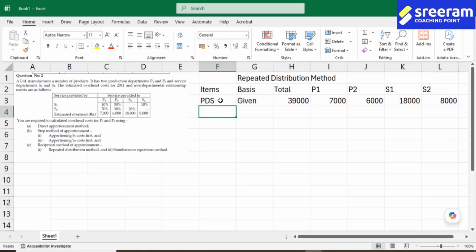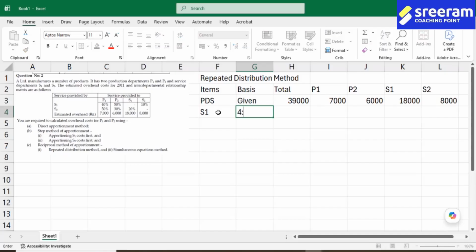Correct? So instead of copying, I would like you people to focus on how I am doing it. I can share the file. There is no problem at all. So just watch out. So firstly, I would like to take up S1. S1, what is the ratio? 4:5:1. This is the ratio.